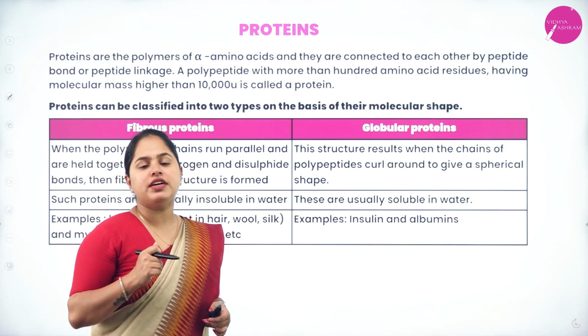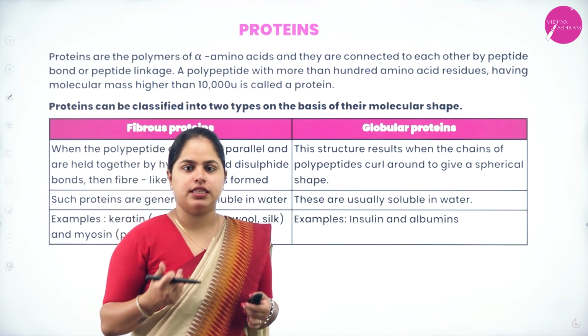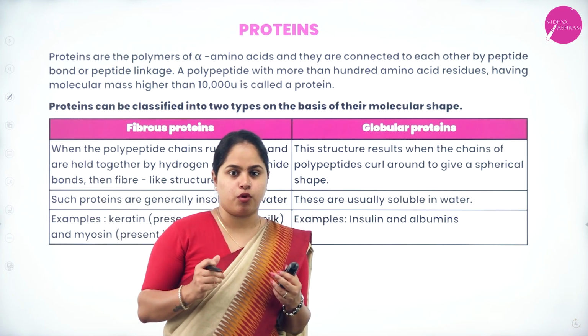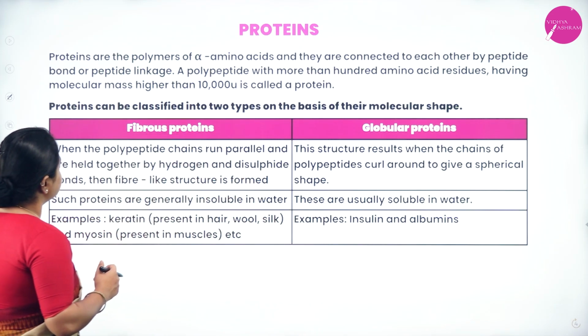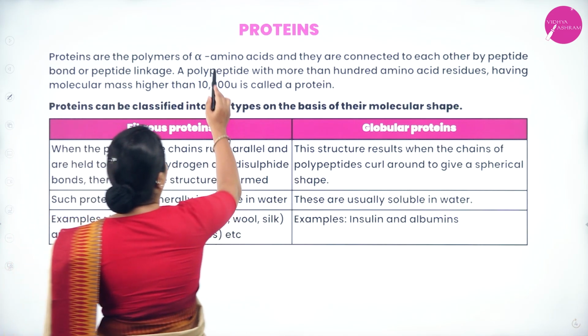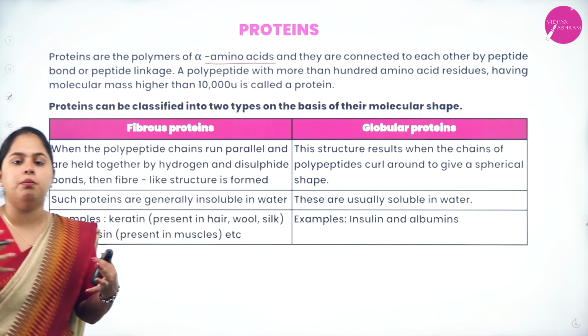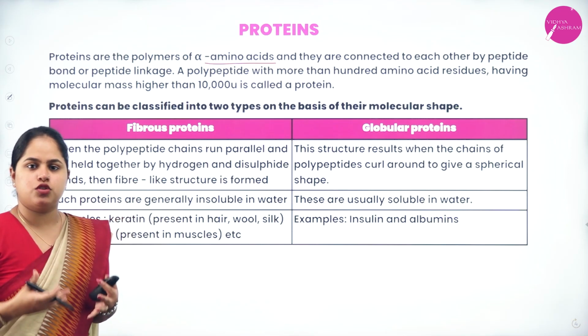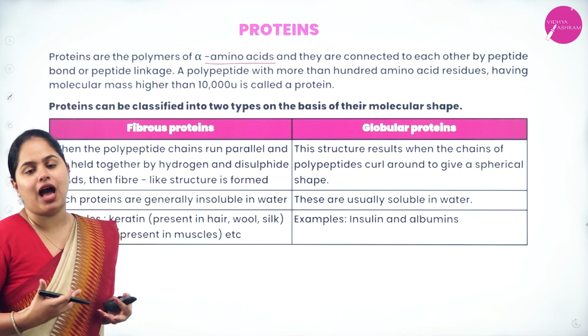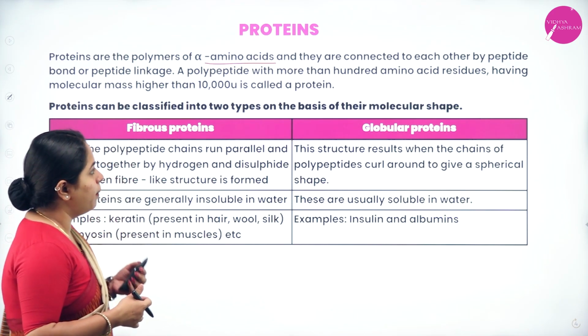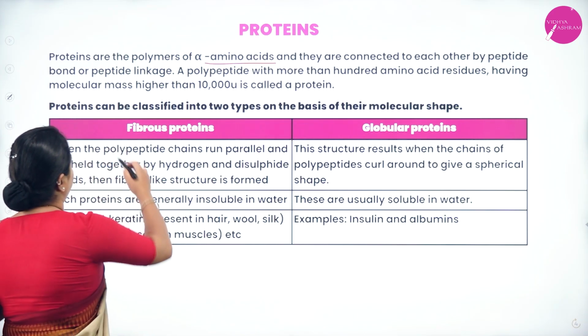So when we were discussing amino acids, at that time itself I mentioned that amino acids are the building blocks of proteins. So let's see. Proteins are the polymers of alpha amino acids. So alpha amino acids will combine together to form proteins. So which is the basic unit of proteins? It is alpha amino acids, and they are connected to each other by peptide bond or peptide linkage.